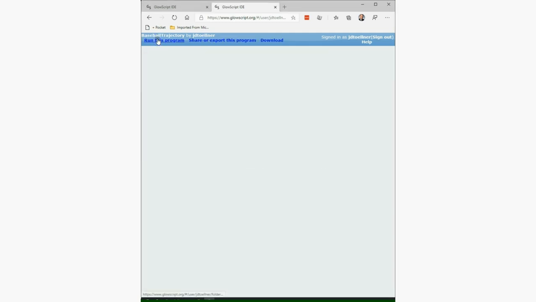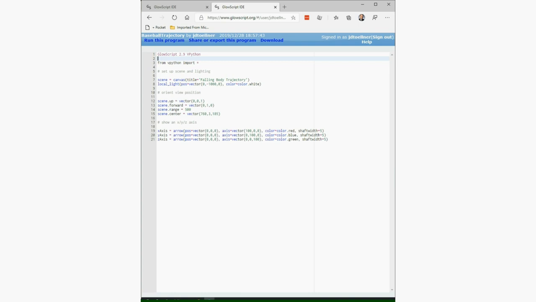Now, if I hold down the shift key and move the mouse, I can move this around. If I hold down the control key, I can rotate this. And if I use the scroll wheel, I can zoom in and out. So it's a pretty cool program, especially for dynamics animations.